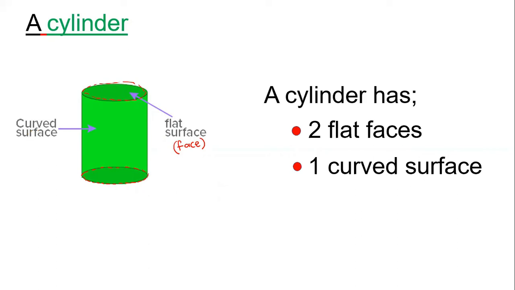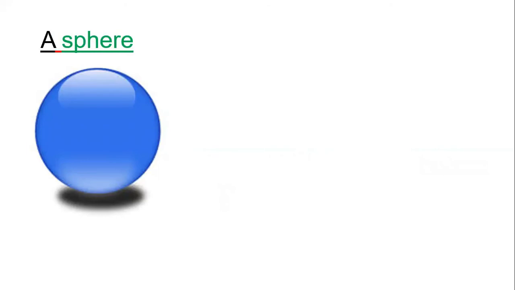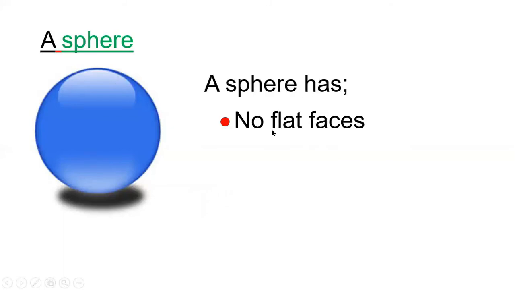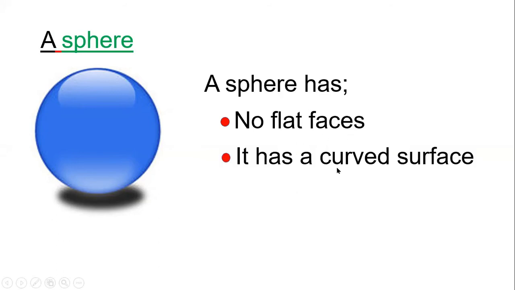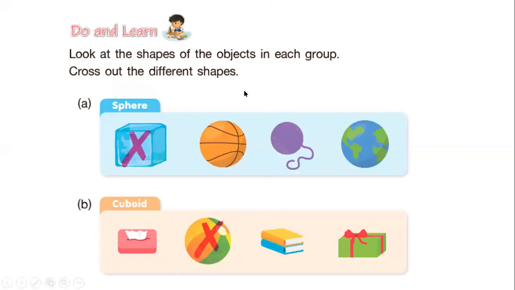Okay, and now let's look at the sphere. A sphere has no flat faces and it has a curved surface. Okay, so let us do some practice to be able to identify these 3D shapes. We will be able to identify them and to differentiate between them.